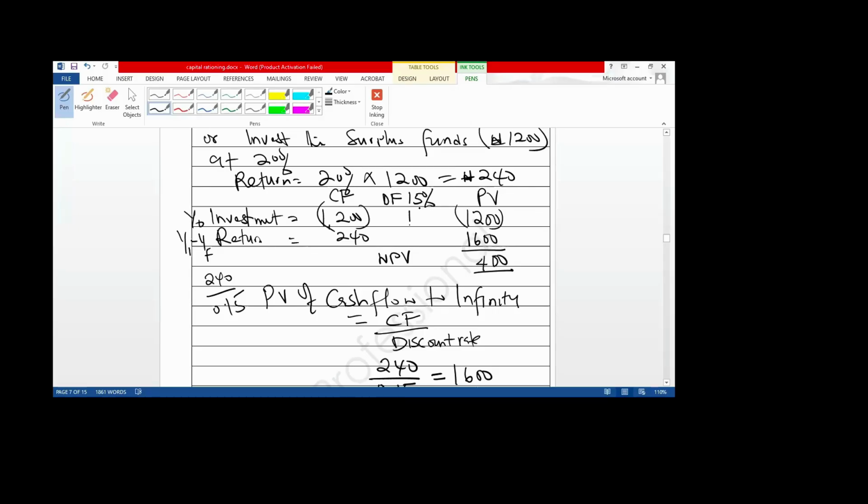And now a question. You need to calculate the present value of a cash flow from year 1 to perpetuity. To do that, the formula is cash flow divided by the discount rate. Our cash flow is the return, 240. The discount rate is 15%. And the present value of the cash flow is 1,600.